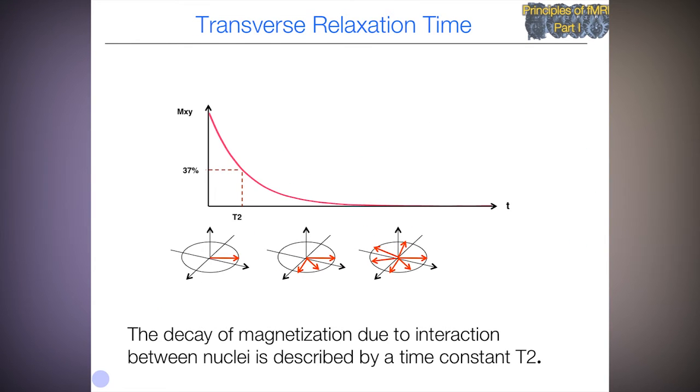The transverse relaxation time is the decay of magnetization due to interaction between nuclei. And this is described by a time constant T2. And this is due to this lack of phase coherence. And we see this illustrated. And T2 is how long it takes for us to go from 100% down to 37%.